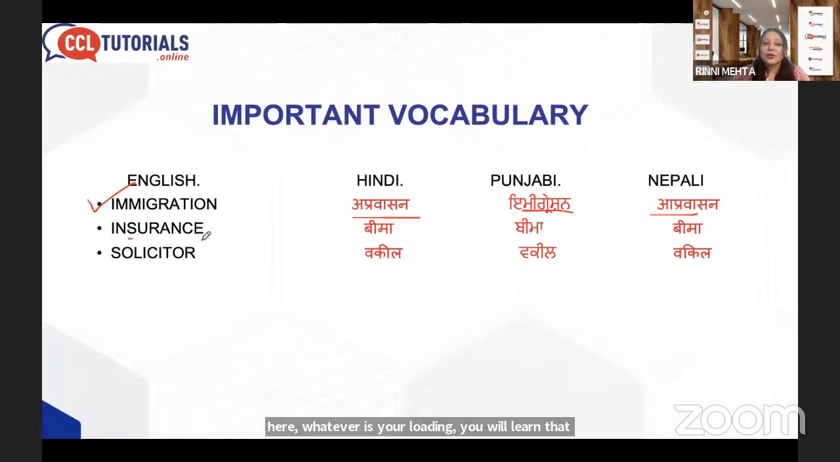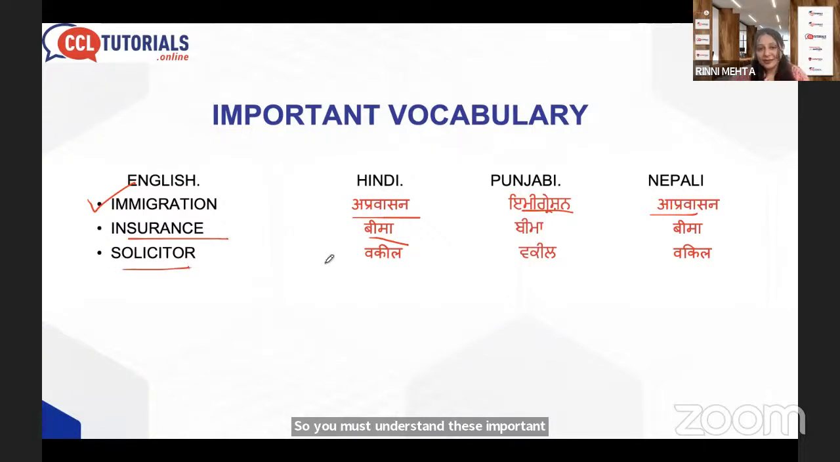If I'm saying insurance, it is a very important word. You can get this word in your question. You are supposed to translate it in your own LOTE language. Let's say in Hindi, you will say bima. So you must understand these important vocabulary words which can come in your exam.